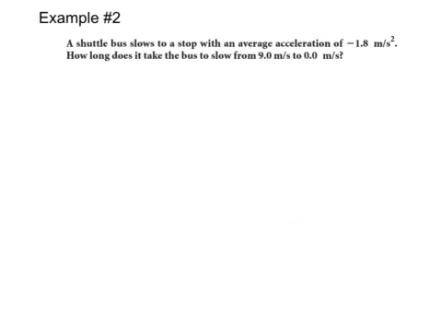So let's take a look at this example. A shuttle bus slows down to a stop with an average acceleration of negative 1.8 meters per second squared. How long does it take the bus to slow from 9 meters per second to 0 meters per second? This negative 1.8 meters per second squared means that this acceleration is in the direction opposite to the direction of the velocity. So let's look at what this object is doing.